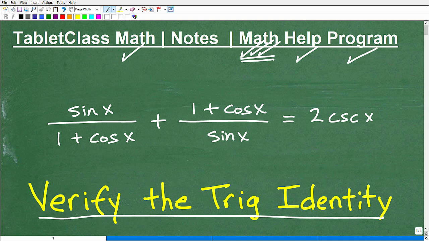Now, if you're at this level of mathematics, then you really, really need to pay attention to what I'm going to tell you.